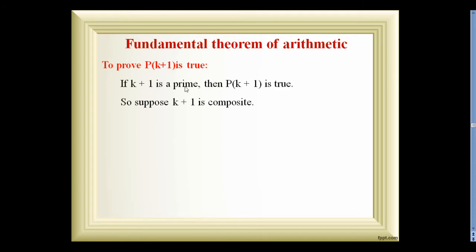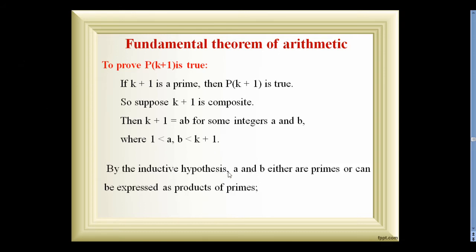If k plus 1 is a prime, then P of k plus 1 is true. We prove this statement by contradiction. So suppose k plus 1 is not a prime. If it is not a prime, that means it is composite. So if k plus 1 is composite, I can write k plus 1 equal to AB, a product of two integers A and B, where 1 is less than A, B, so A and B are two integers lying between 1 and k plus 1.